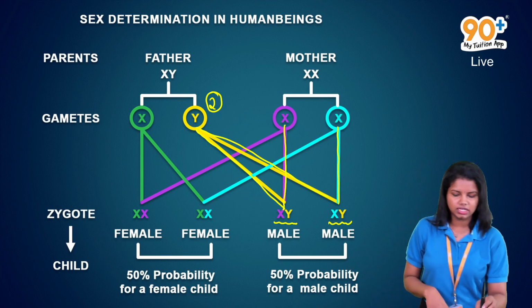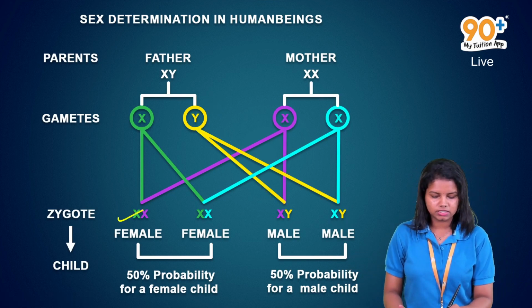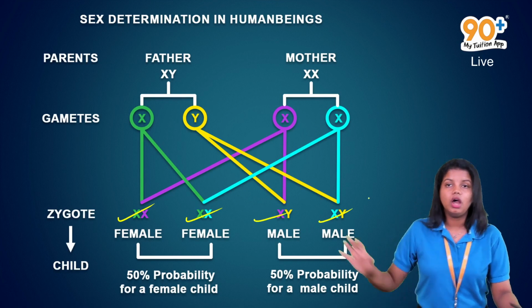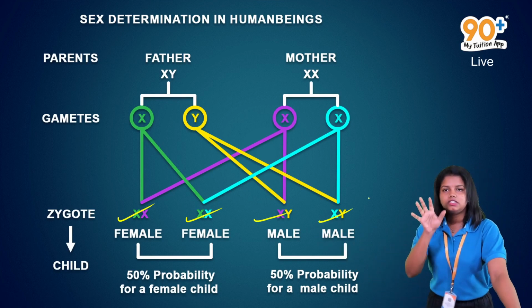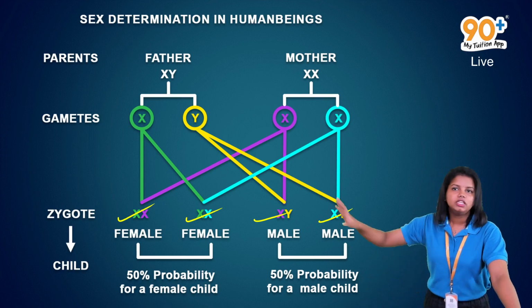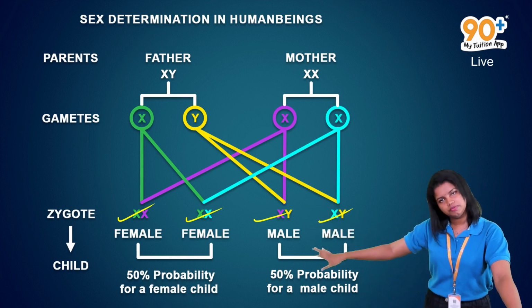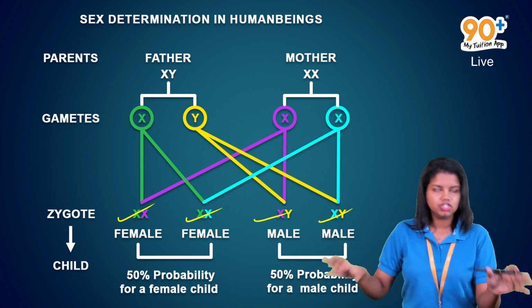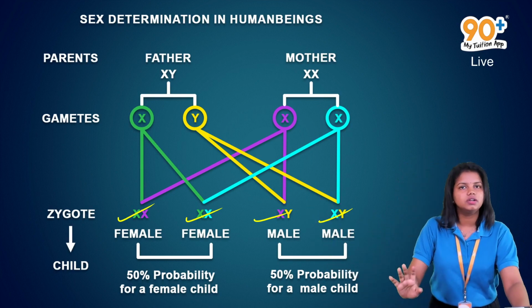So you can see that out of the 4 babies, 1, 2, 3, 4, the chance of a male baby being born is 50-50. The chance of a female being born is 50-50. That means it is a 1:1 ratio.